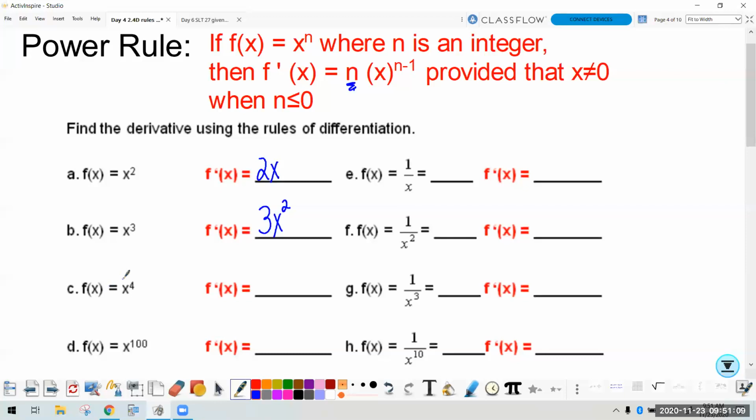Okay, you try C and D and send me your answers in the chat, and you can use the little caret for your exponent to shift 6 for the exponent.